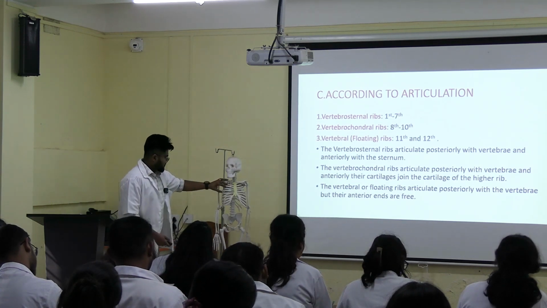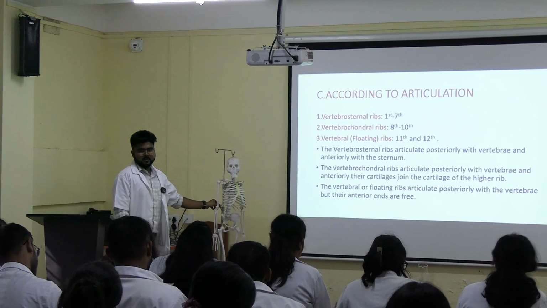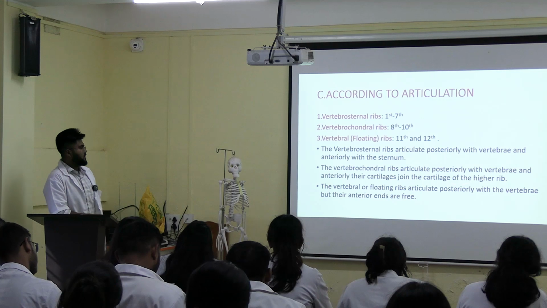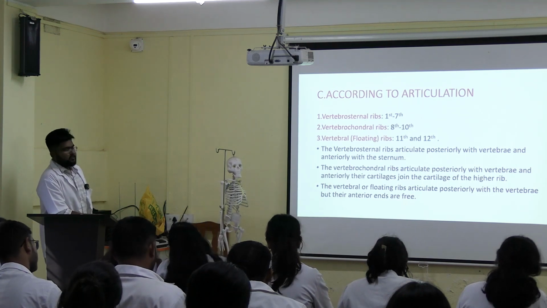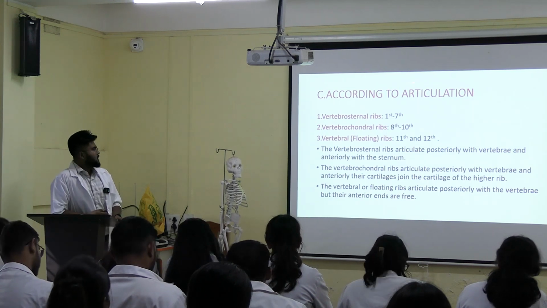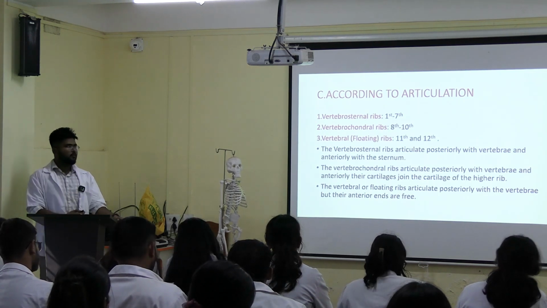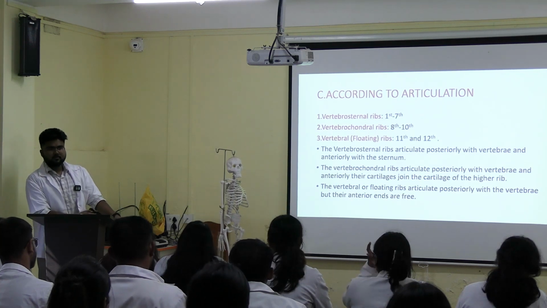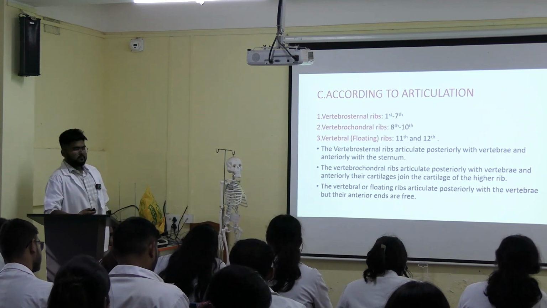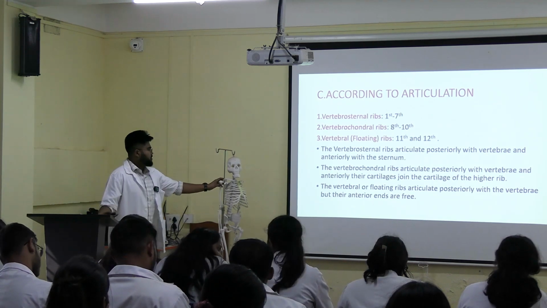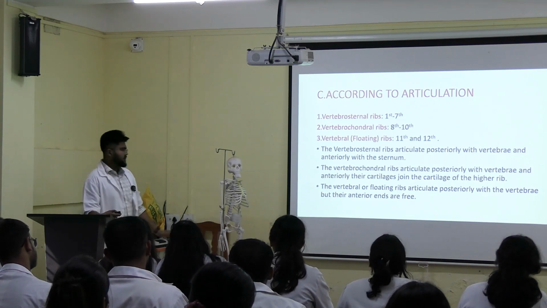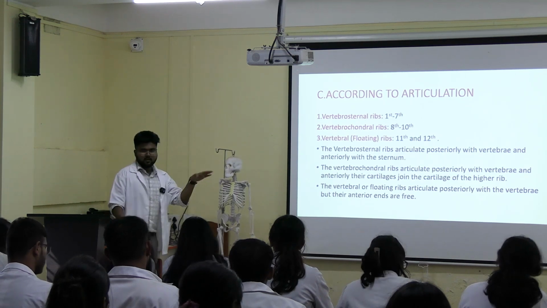Here you can see these 2 ribs are your floating ribs because anteriorly they are not attached to your sternum, and posteriorly they are only attached to your vertebrae. So the anterior end is free. One general knowledge question: which ribs are more prone to injury? Yes, the floating ribs, because they are not attached to your sternum. And which 2 ribs are not easily fractured? Yes, the first and second, because the clavicle is present.